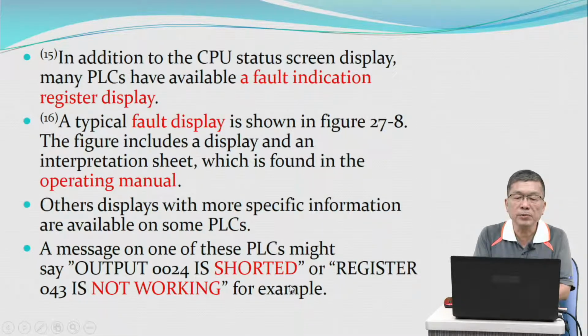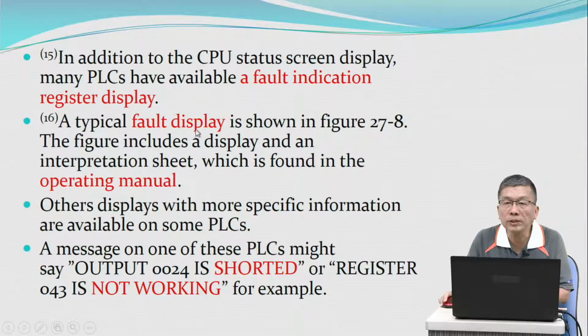In addition to the CPU status screen display, many PLCs have available a fault indication register display. A typical fault display is shown in figure 27.8. The figure includes a display and interpretation sheet which is found in the operating manual. Other displays with more specific information are available on some PLCs.